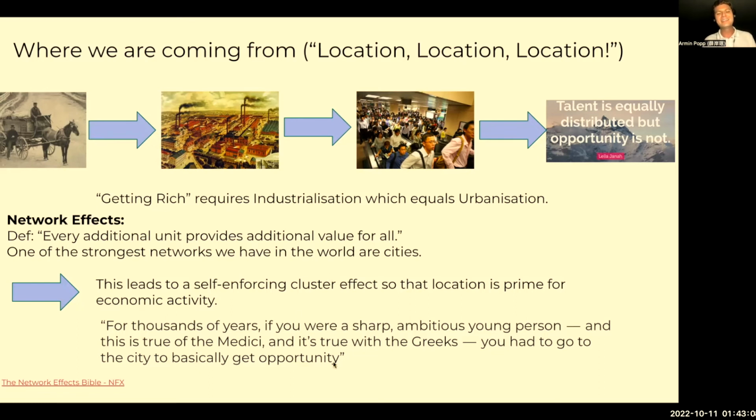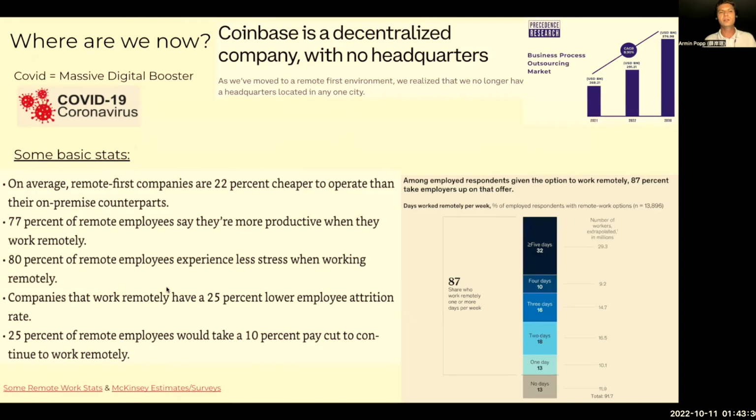And then there's this quote that I stole from someone on Twitter, but I think it's pretty accurate. For thousands of years, if you were a sharp, ambitious young person, and this is true of the Medici, it's true for the Greeks, you had to go to the city to basically get opportunity. And this is more or less still true, right? For at least like 70% of all jobs and so on and so forth.